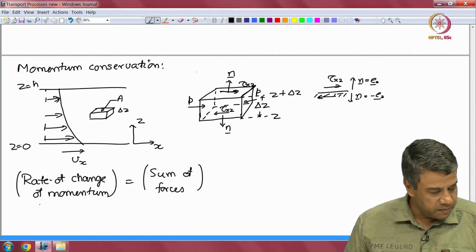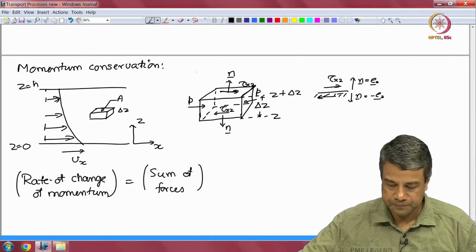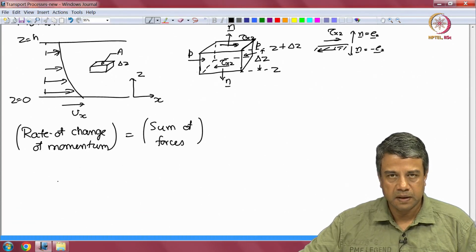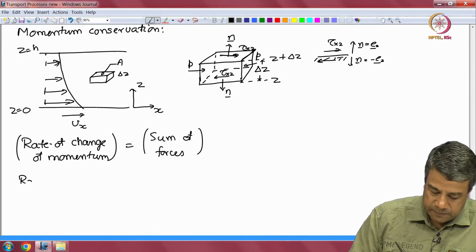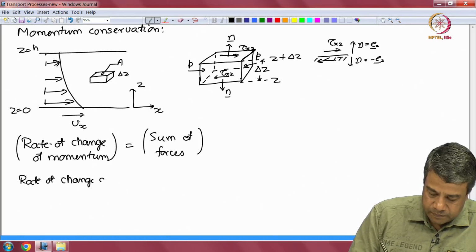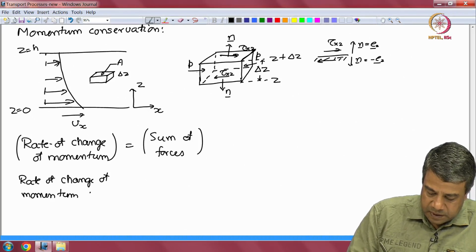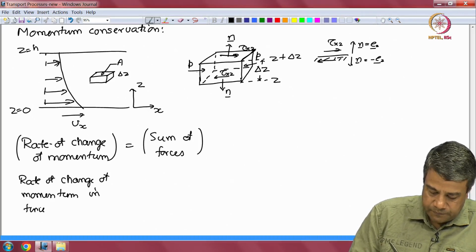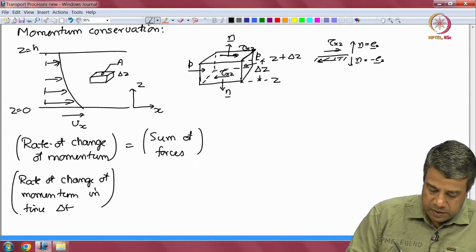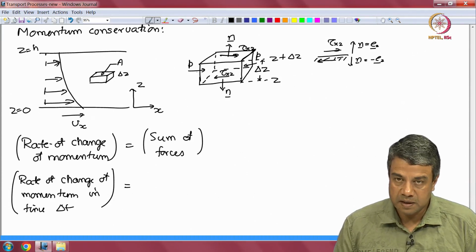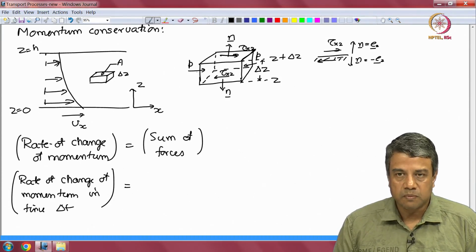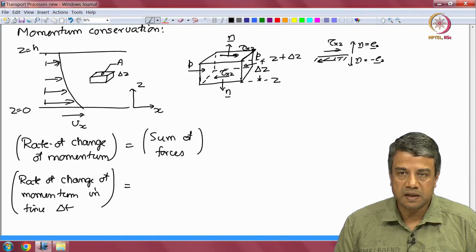Rate of change of momentum is equal to the sum of forces. So, let us examine this one by one. The rate of change of momentum in time delta t is equal to the momentum at time t plus delta t minus the momentum at time t, divided by delta t. Momentum we are talking about is the momentum in the x direction.